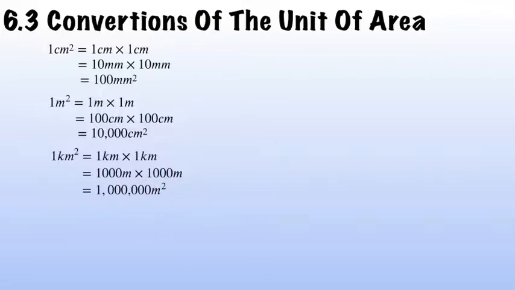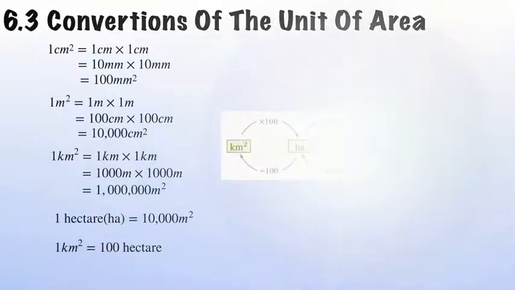Next is a hectare. 1 hectare equals 10,000 m square, remember? And also 1 km square equals 100 hectare. So remember here, 1 hectare equals 10,000 m square, while 1 km square equals 100 hectare. Now we look at this picture.